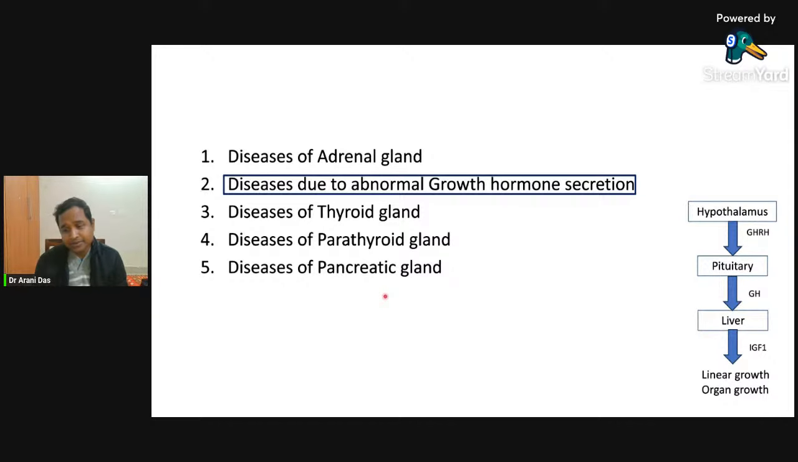It characteristically acts on the liver, and the liver produces one important hormone which is called insulin-like growth factor 1 and 2. Now, this IGF-1 is responsible for most of the linear growth and organ growth in the case of growth hormone. So the growth promoting effect is done by both IGF-1 and growth hormone, but the most predominant one is IGF-1. And definitely this IGF-1 has a negative feedback to the pituitary and hypothalamus.